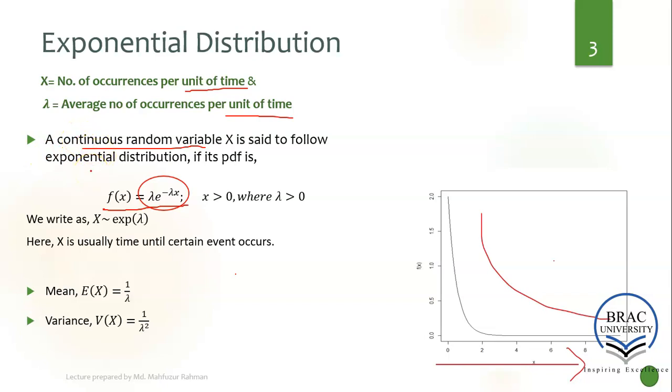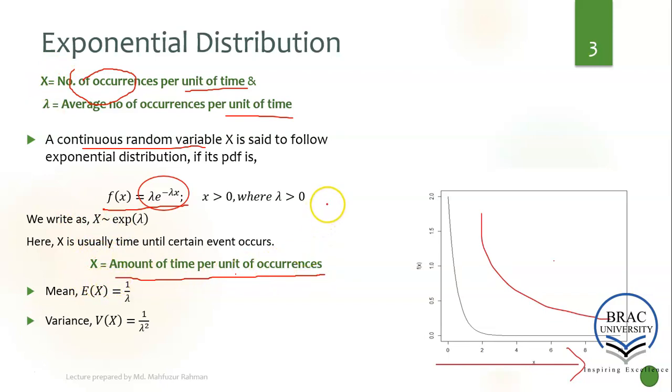It's possible because we define the exponential distribution as the amount of time per unit of occurrences. So here x is how much time is required for an event to occur. In Poisson, we have how many events occur per unit of time. That's the difference between the Poisson distribution and the exponential distribution. You can say it's just the opposite.